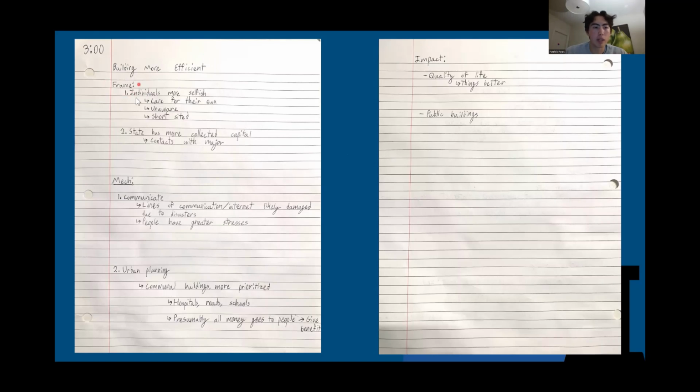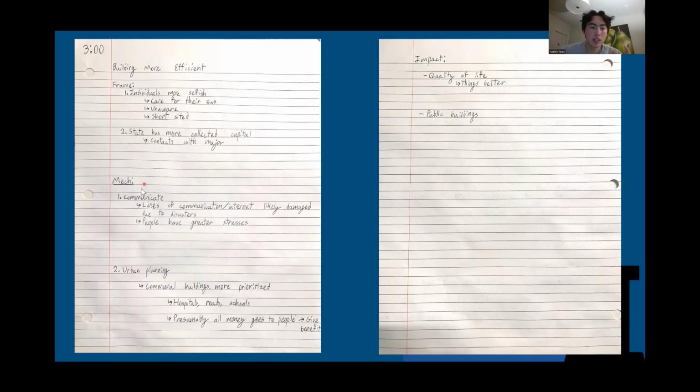Then I have framing. First, individuals are more selfish, and I give some reasons for that. And then second, the state has more collected capital. This is like, was it a spelling mistake, but it doesn't really matter. I don't really care because it's just to trigger my own memory. So obviously you can see immediately, I'm not writing everything I'm going to say. These are just things in my head.